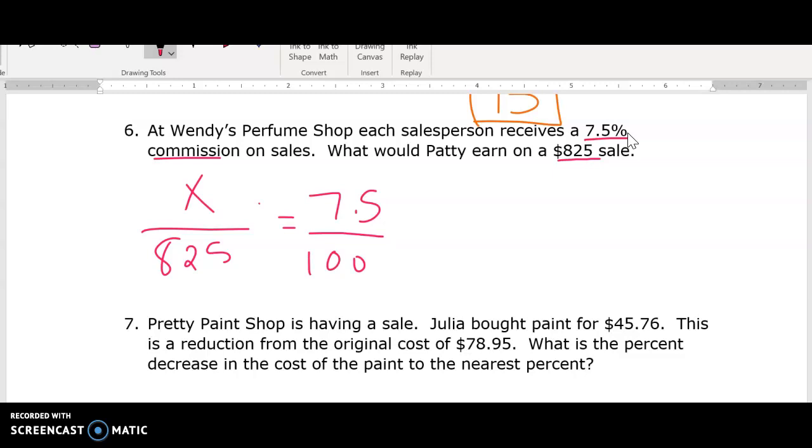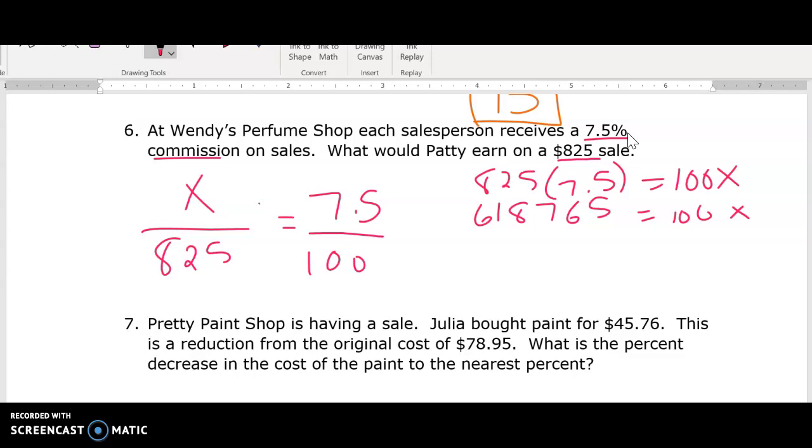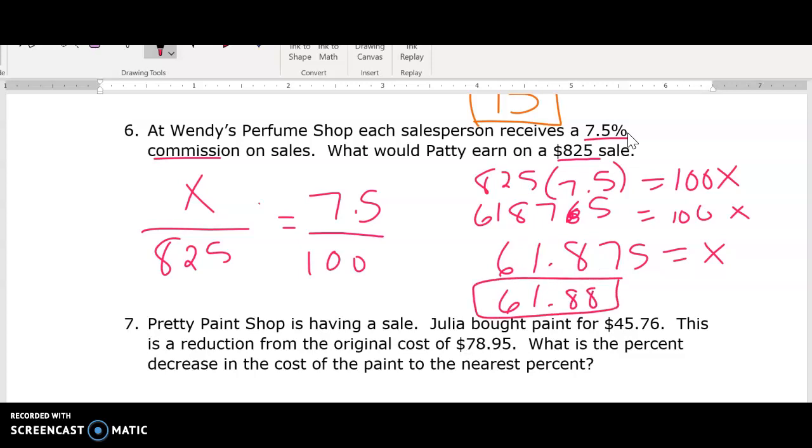We would multiply 825 times 7.5 equals 100x. Then 6187.5 equals 100x, divided by 100. Sorry, my writing was messy. 61.875 equals x. But because it's money, I'm going to round to 61.88. That is what she earns. So for every $825 she sells, she gets about $61.